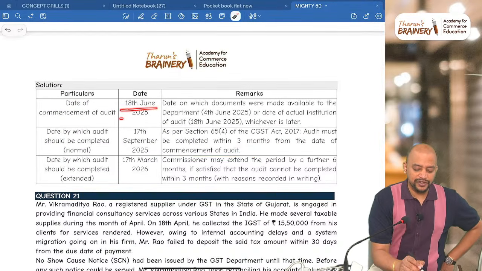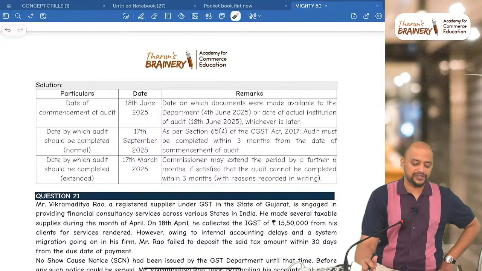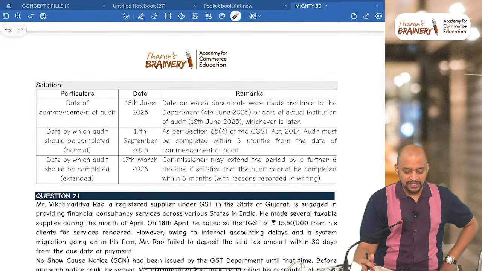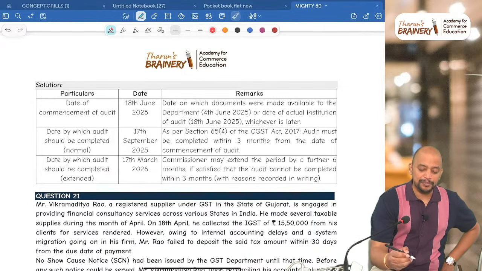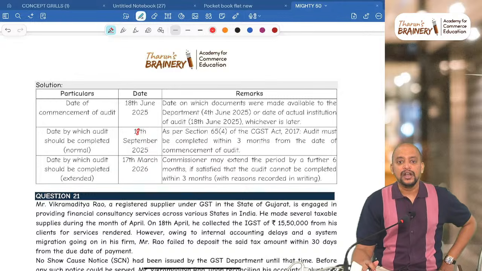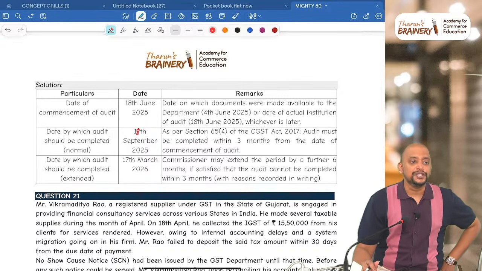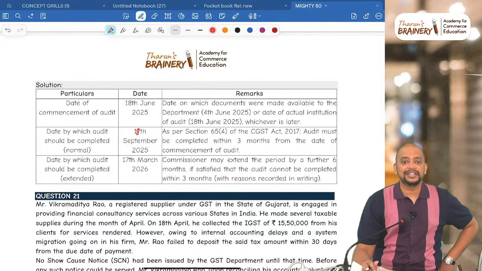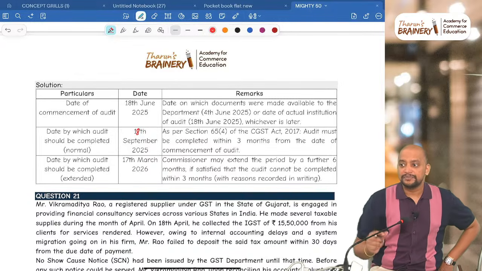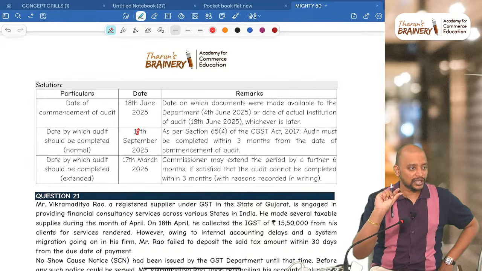So commencement of audit is 18th June 2025. You count the 3 months: July, August, September. So therefore it will be 18th September. Sorry, I gave it as 17th September, but it is 18th September. Always, when the month is given, you need to increase it by months. And when the days are given, you need to increase it by days. But when the month is given, increase by month only.